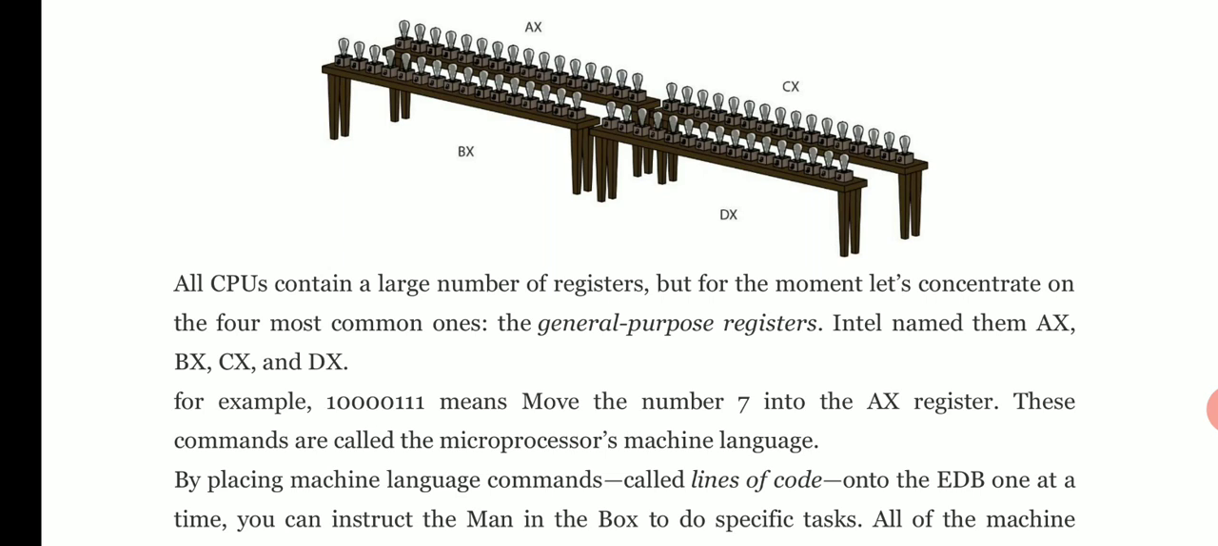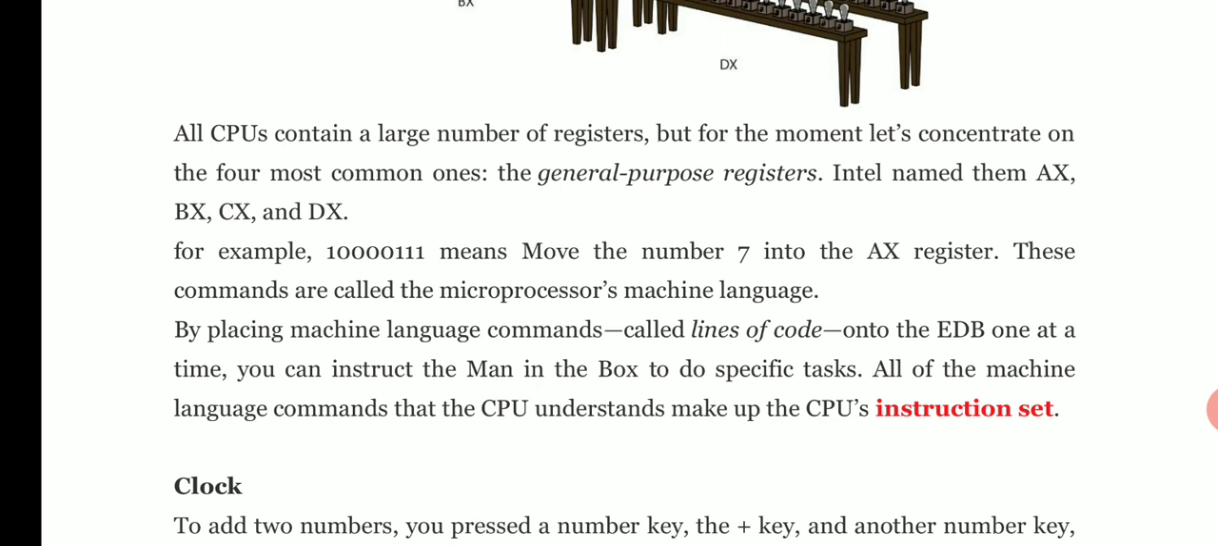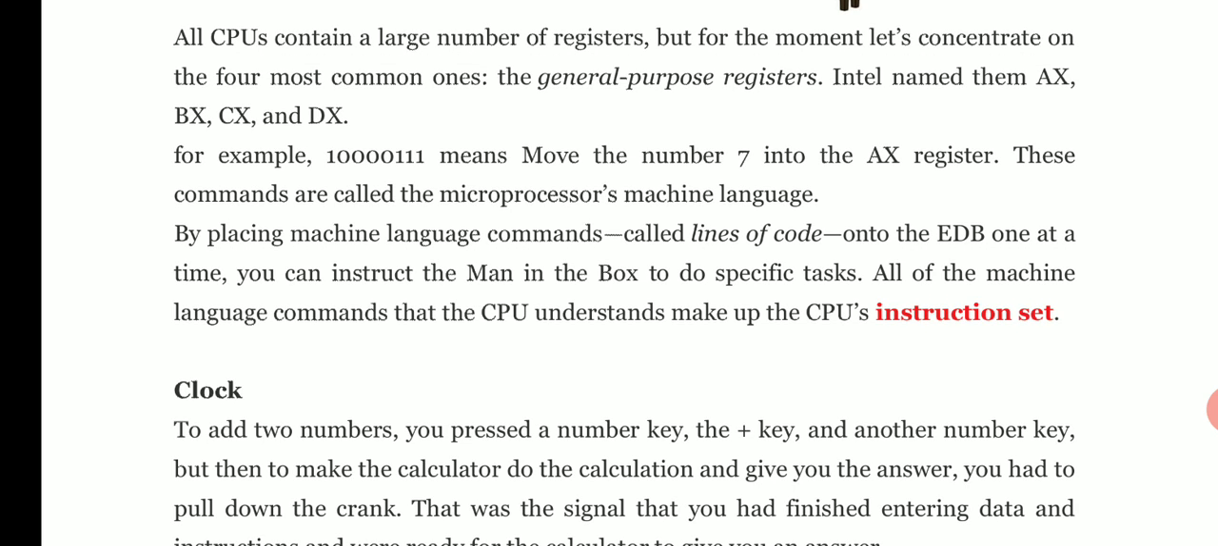The AX register is 16-bit. So by placing machine language commands, called lines of code, onto the EDB one at a time, you can instruct the man in the box to do a specific task. All of the machine language commands that the CPU understands make up the CPU's instruction set. Okay, so here, using the EDB, the user can give instructions to the CPU.